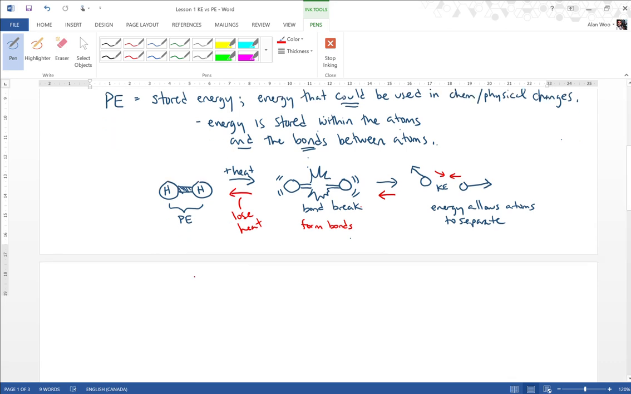So energy is transferred and conserved, because kinetic energy can turn into potential energy, and potential energy can be converted back into kinetic energy. We'll talk a little bit more about this in our next lesson, but the relationship between kinetic energy and potential energy is inseparable. They're always there, and they're always together.